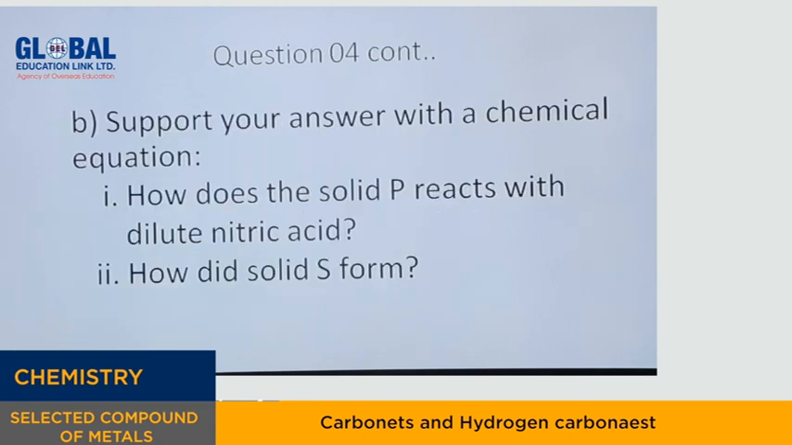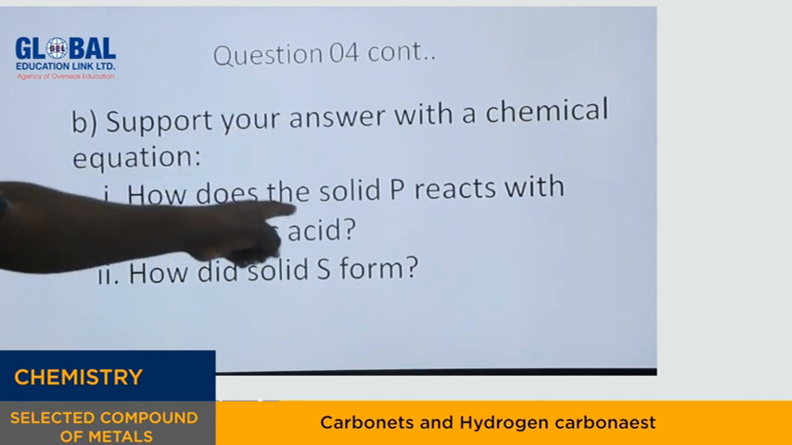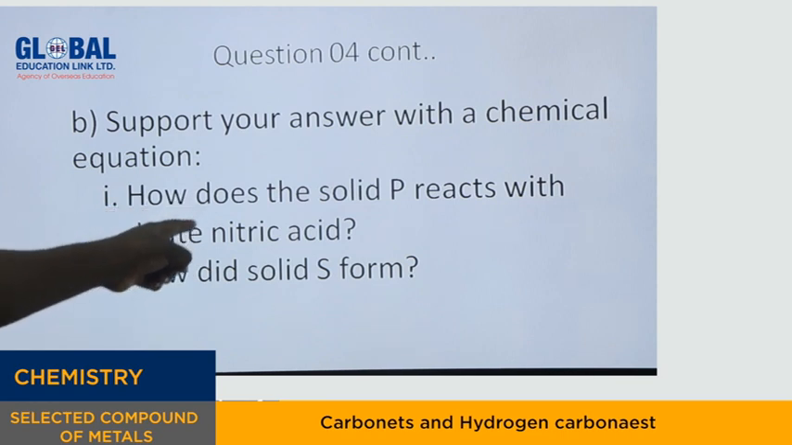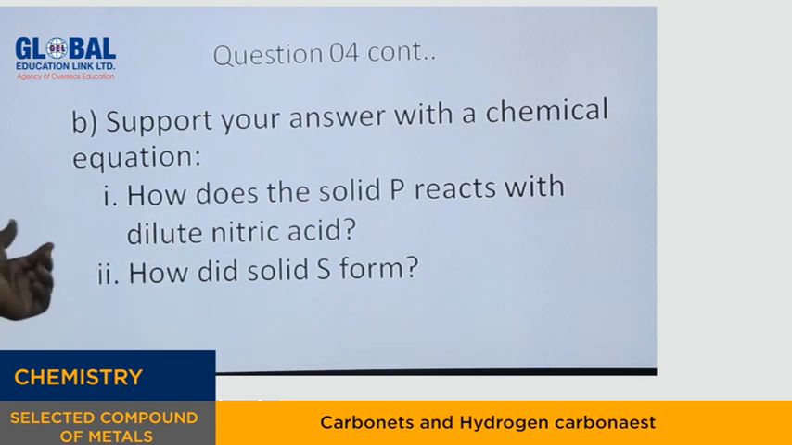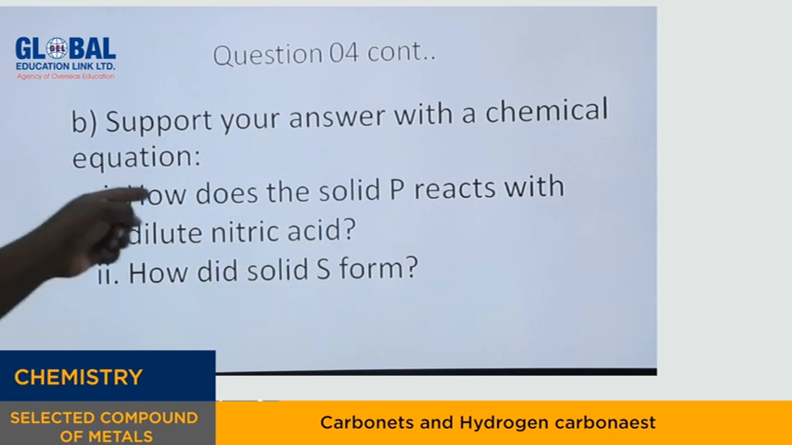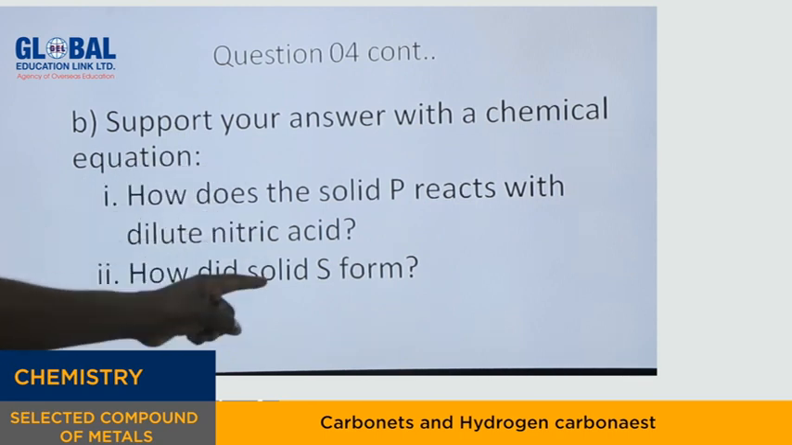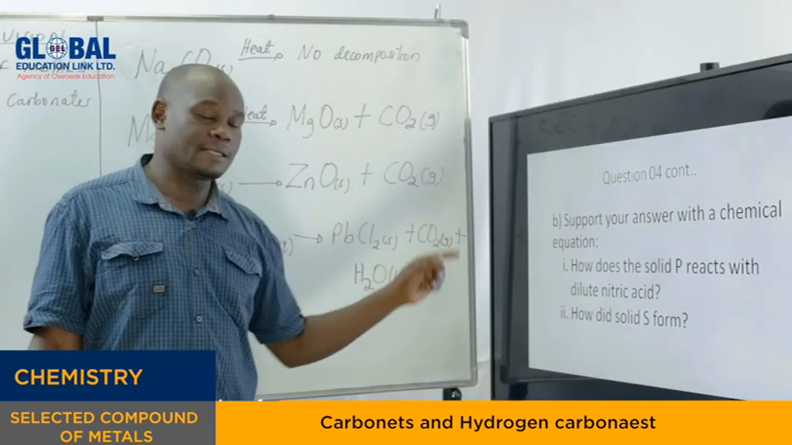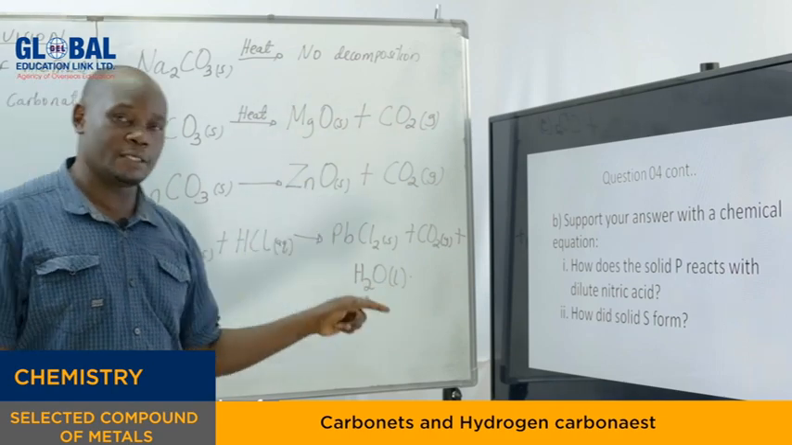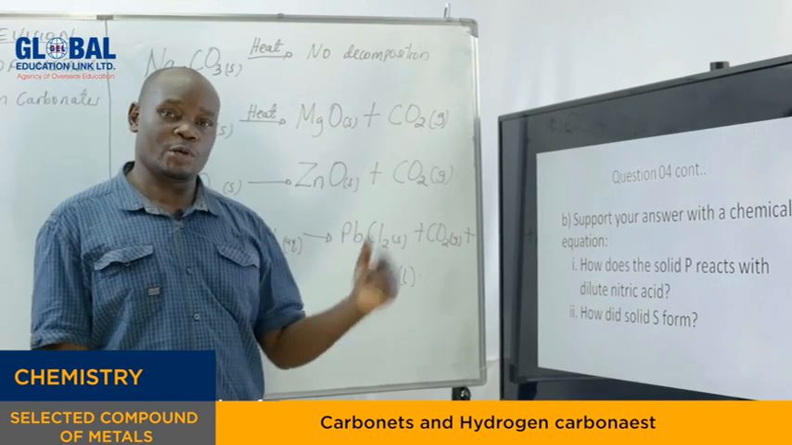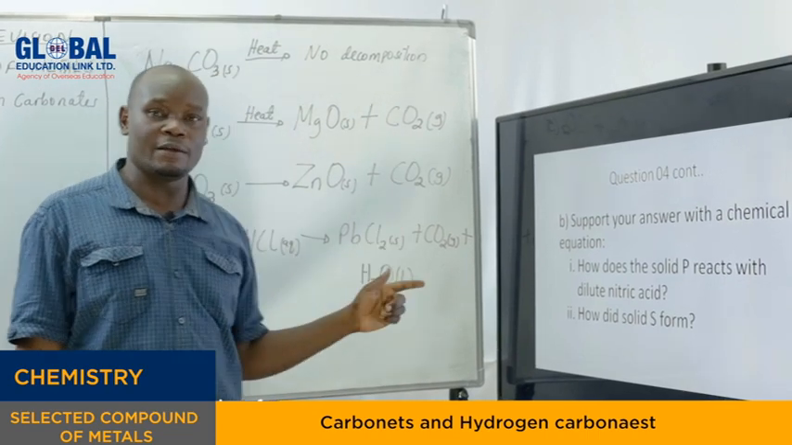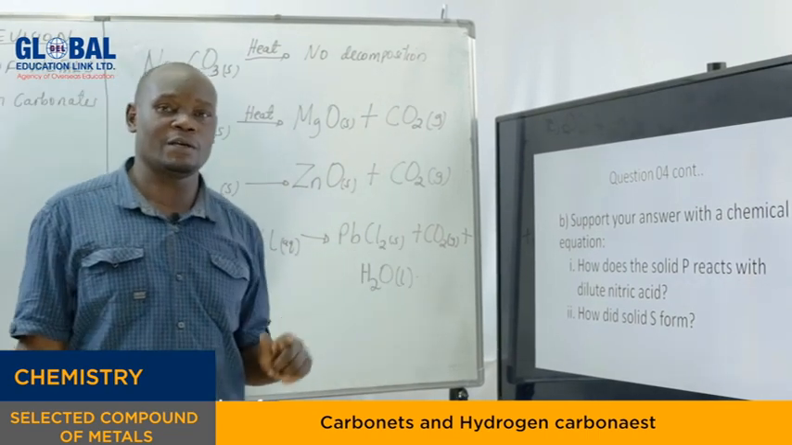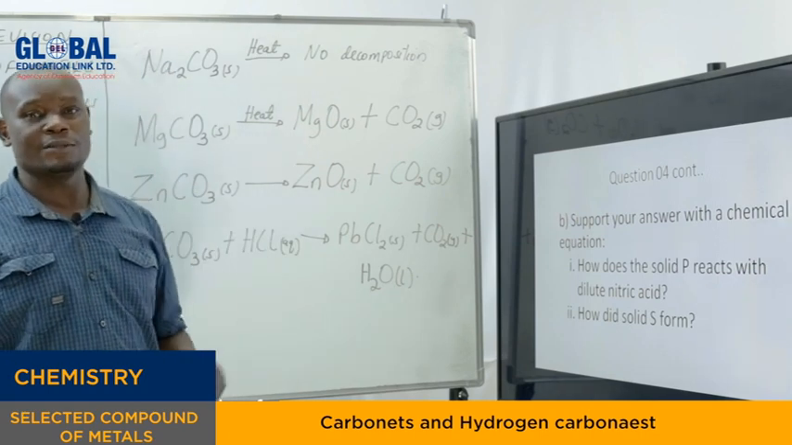And part B, support your answer with a chemical equation. How does the solid P react with dilute nitric acid? And Roman 2, how is the solid S formed? So these are the two questions as an assignment for you to do. After doing it, you can submit it to me through my phone number, which is 0713 14 09 14.